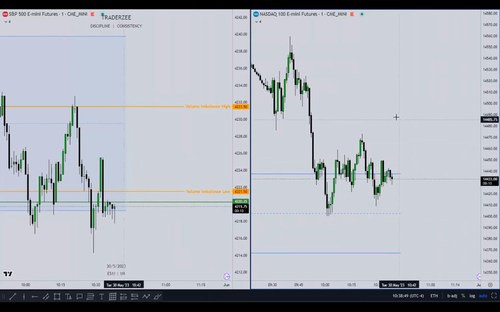NASDAQ is definitely the stronger one, but I don't see any conditions right now. Basically, I see nothing.